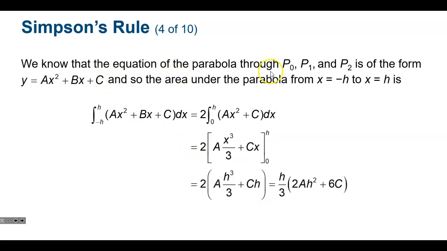Now, we know that the equation of the parabola through those three points is of the form y equals ax squared plus bx plus c. And so the area under the parabola from x equals negative h to x equals h is the integral from negative h to h of ax squared plus bx plus c dx. Because we're going from negative h to h and the function is even, it's symmetric, so we can use the symmetry property by taking 2 times the integral from 0 to h of ax squared plus c dx. If we take the antiderivative, we have 2 times (ax cubed over 3 plus cx), going from 0 to h.